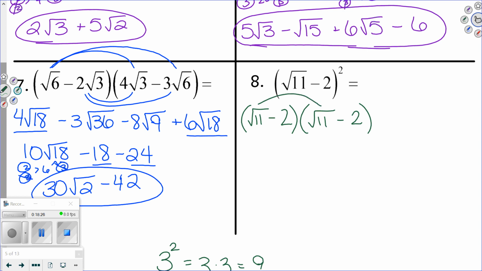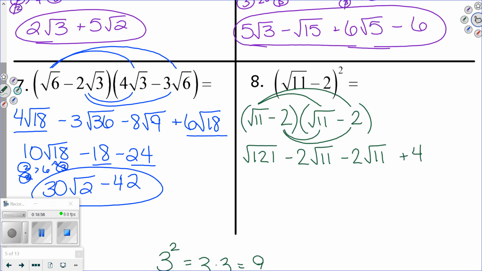All right, so then we're going to multiply. So radical 11 times radical 11. Radical 121 or just 11. So whatever. I'll write radical 121. If you're comfortable to just write 11, just write 11. Radical 11 times negative 2. Negative 2 times radical 11. Negative 2 times negative 2. Positive 4.